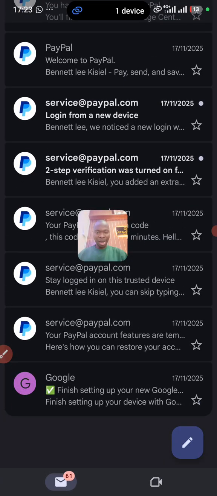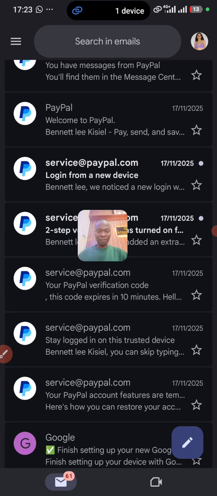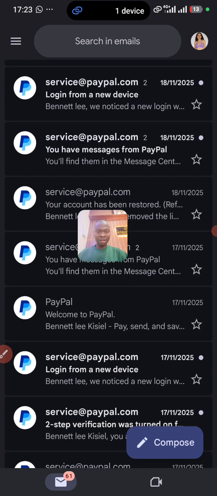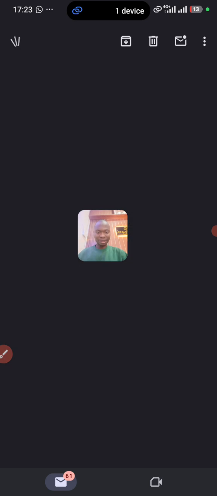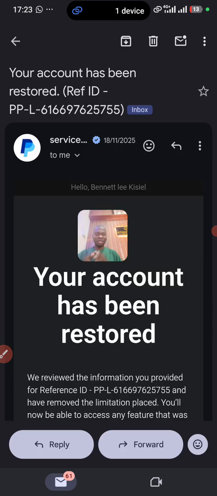On the 17th of November last year, I created this account. They limited the account. Once they limit the account, you will see a red bar saying your account has been temporarily limited. They ask you to provide your information, provide everything. Once you provide everything correctly, they will restore your account. This is the evidence that they restored my account.